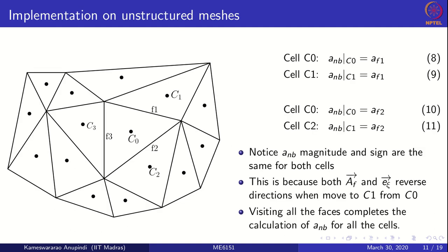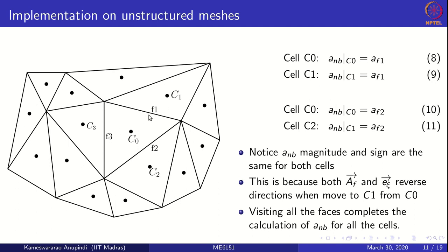Now let's say we have an unstructured mesh that is shown on the left hand side here, something like this, where C0 is the primary cell we are focusing on, and then we have these three faces, that is F1, F2, F3, which share cells C1, C2, C3.